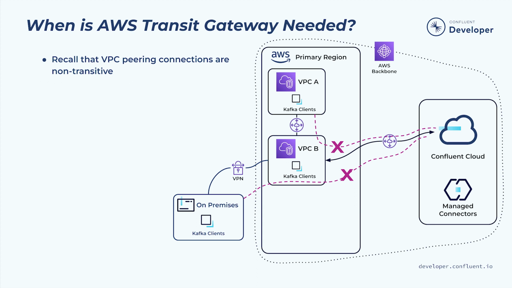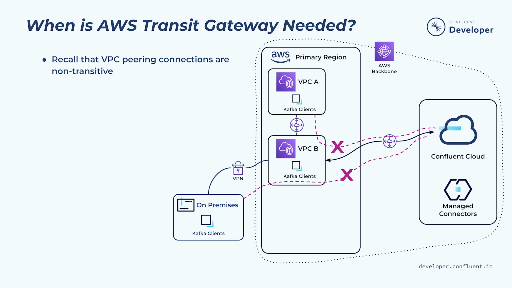For Kafka clients in VPC A to access Confluent Cloud, I have to set up a direct VPC peering connection from VPC A to Confluent Cloud. Basically, whenever I introduce a new VPC that needs access to Confluent Cloud, I have to peer that VPC with the Confluent Cloud network. Regular peering connections are one-to-one.